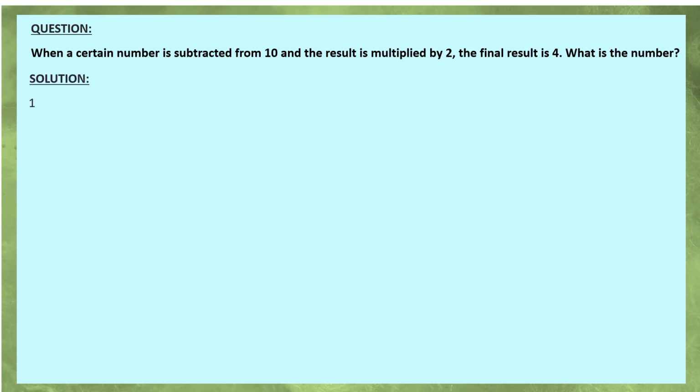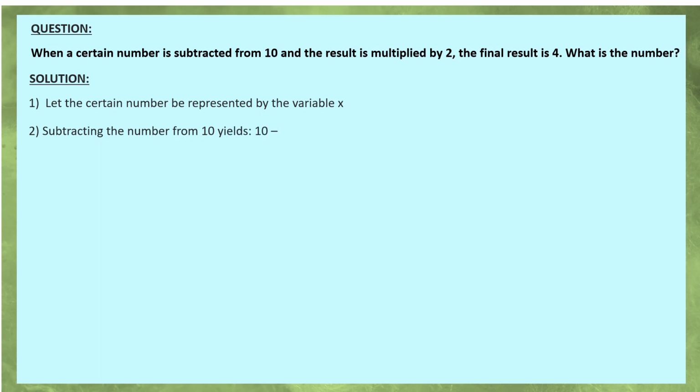So we'll quickly solve this. Since we don't know what the certain number is, we'll just assign it or represent it by a variable. And this time around, we'll be calling the variable x. So when that certain number is subtracted from 10, it means 10 minus x. And when the result is multiplied by 2, we're saying 2 multiplied by 10 minus x. And that is simplified as 2 into 10 minus x.